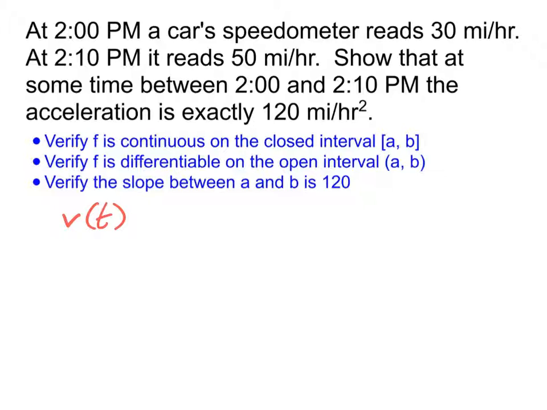All right, so then, all we need to prove now, in order to prove this statement, is to prove that the slope between A and B is 120. So, please do that. Please find out, what is the slope, or another way to think about slope in this context, the average velocity between A and B. Or average acceleration, actually.